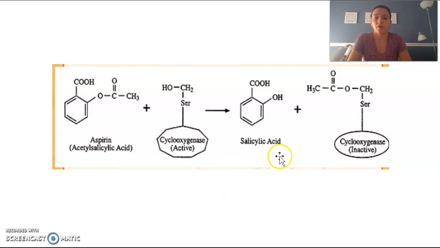So here we have it covalently deactivated. Over here we can see a covalent bond. And there it is, and now it's inactive. So that is how aspirin works.